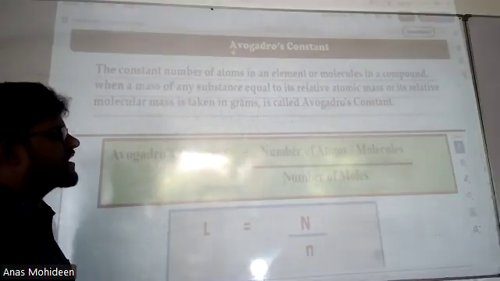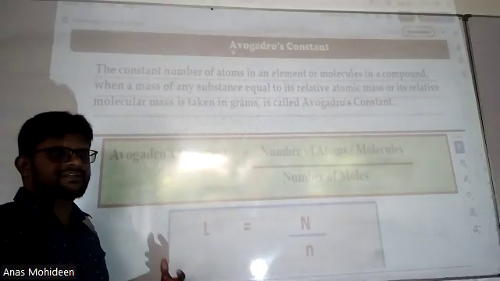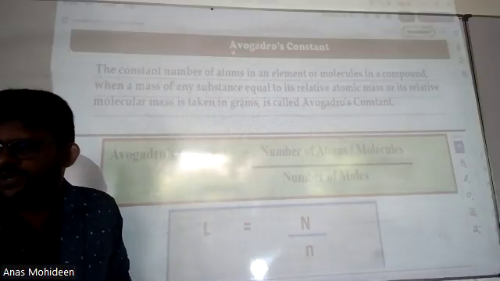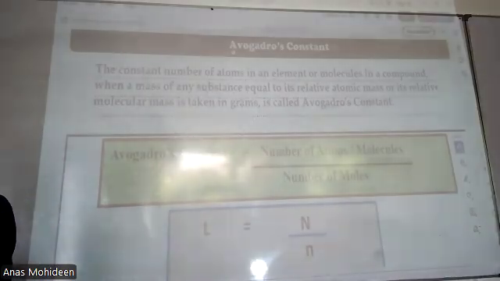And how much is this Avogadro's constant value? 6.022 into 10 to the power 23 particles. 6.022 into 10 to the power 23 particles are there.